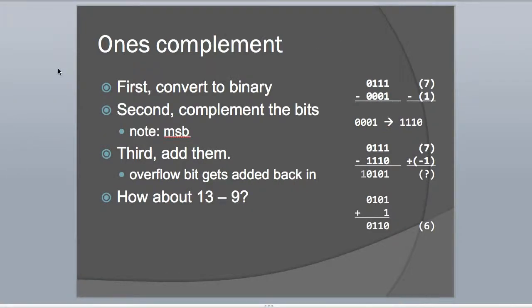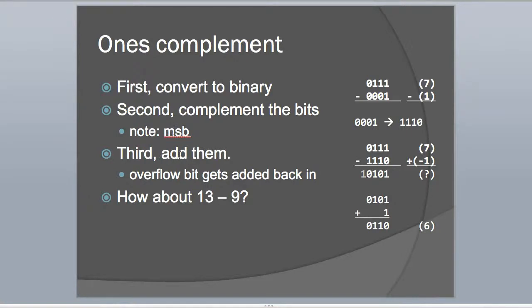So in ones complement arithmetic, the first thing we do is convert the number to binary, okay? So we'll do that: 0111, and that is 7. The second thing we do is complement the bits. So we note the most significant bit after we complement it. There it is, 0001, because we're going to subtract 1 from 7. So let's complement the bits. 0001 becomes 1110.